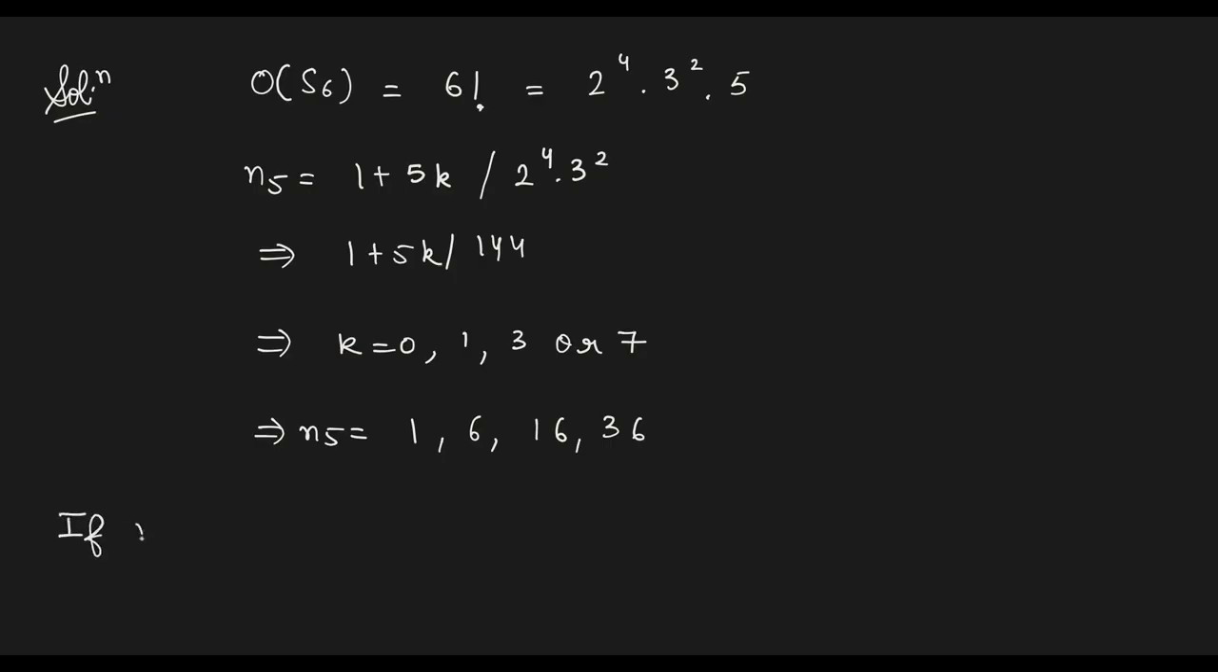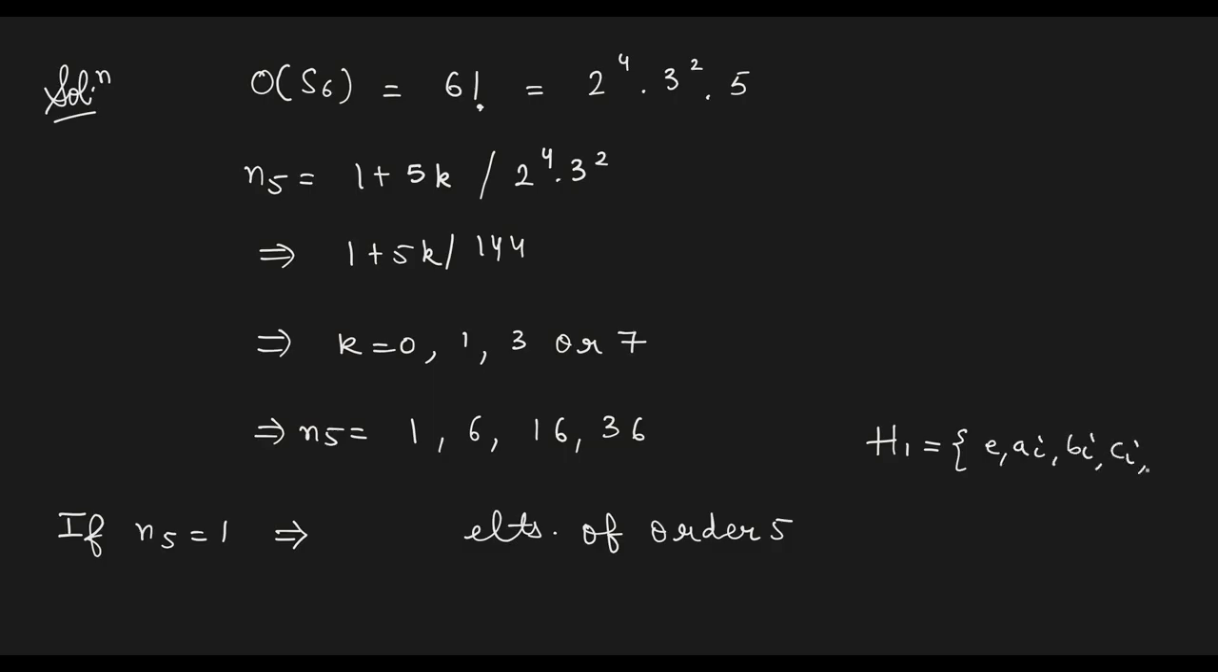Now if N5 is 1, it is obviously the Sylow 5-subgroup. How many elements of order 5 are there? If I have only one Sylow 5-subgroup, then it will have 5 elements because its order is 5. So how many elements of order 5 will be there? 4, yes. If N5 is 6, then how many elements of order 5?